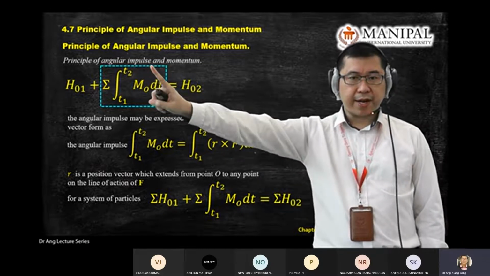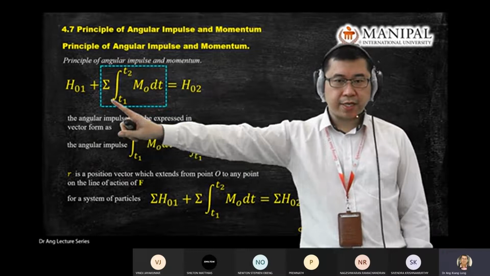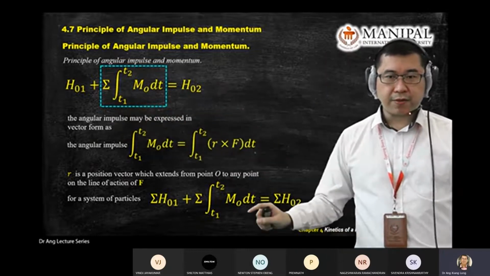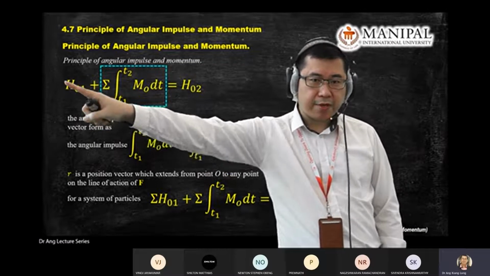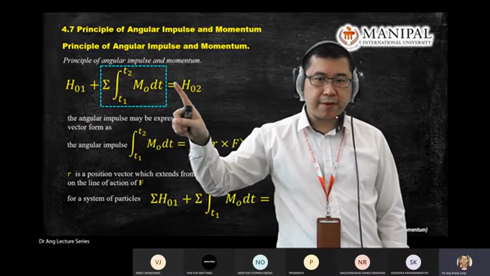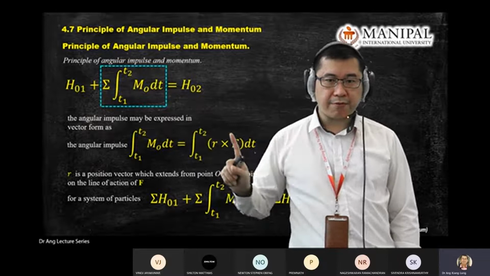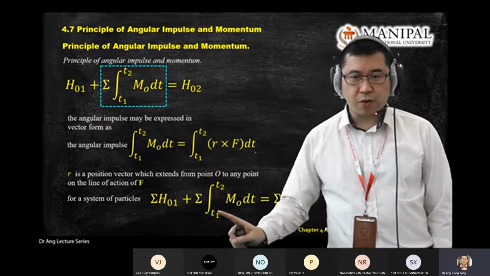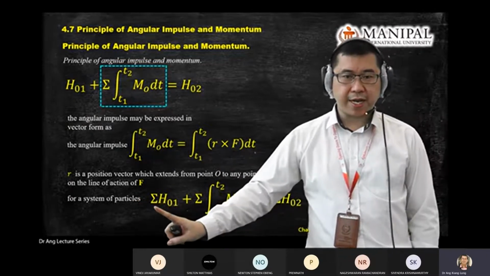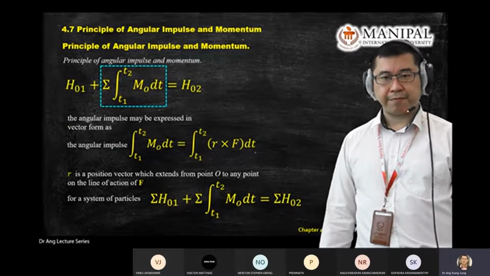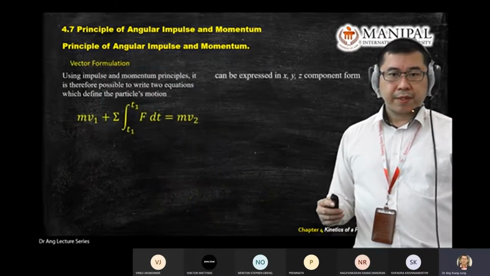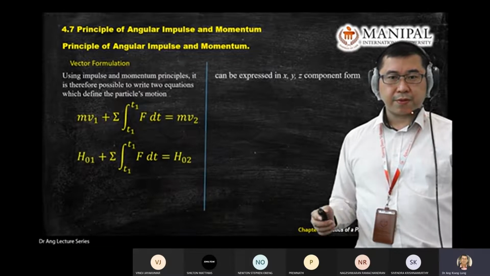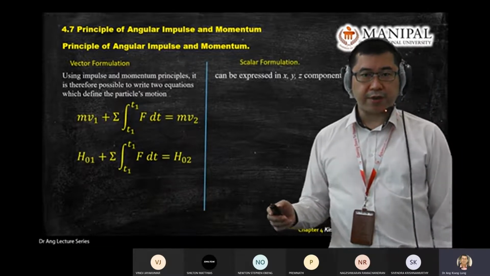The principle of angular impulse and momentum. What is the difference between this one and this one? It's just that you add the sum of angular momentum for before and after. When you have a group of particles, you just add the sum symbol there. I will move very fast.